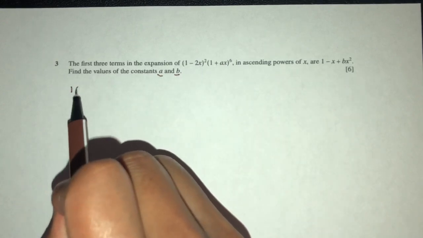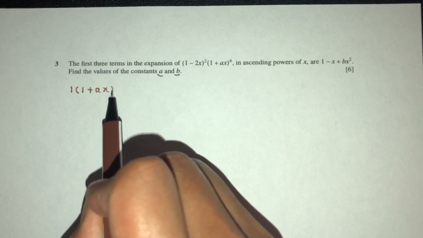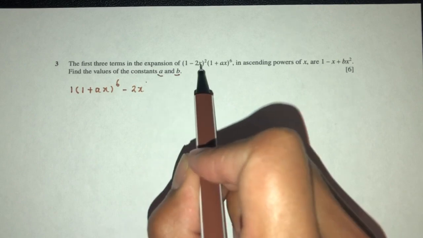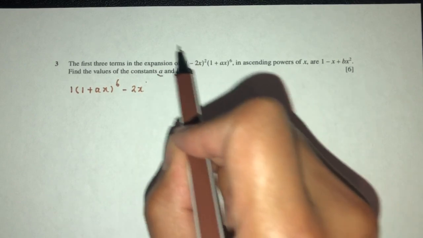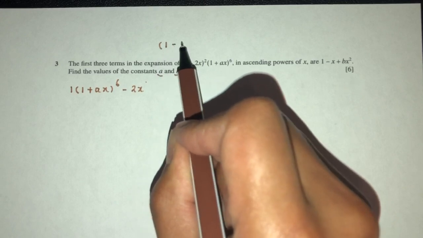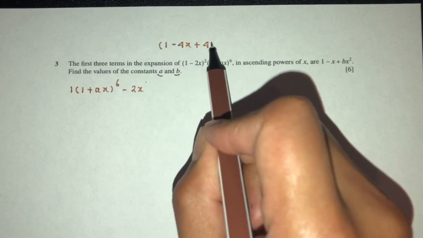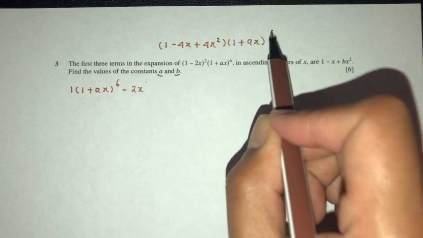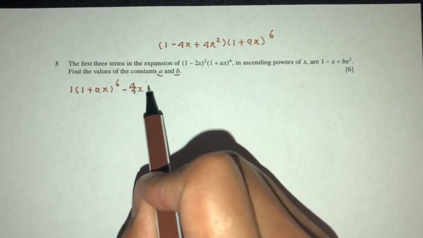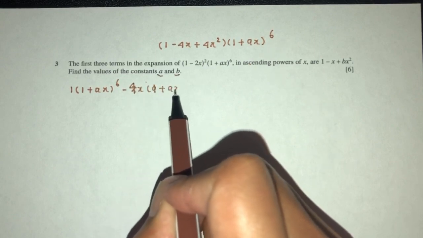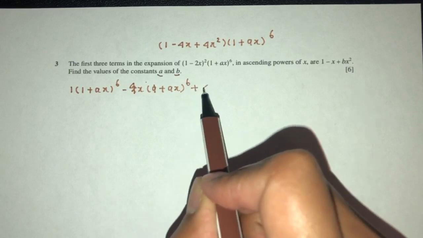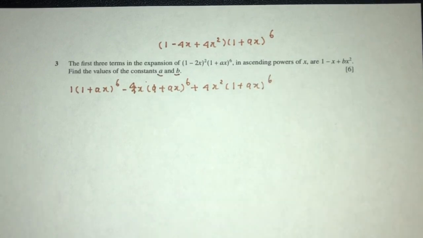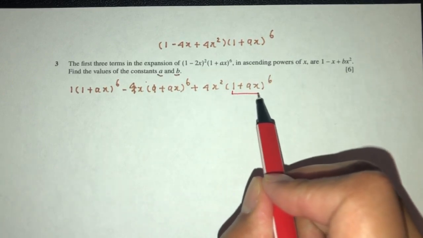You will take 1 first, multiplied by (1 plus ax) to the power 6, and here we have a square, (1 minus 2x) squared. So we have to first expand this. That will be 1 minus 4x plus 4x squared, multiplied by (1 plus ax) to the power 6. So here it will be 1 times (1 plus ax) to the power 6, minus 4x times (1 plus ax) to the power 6, and finally plus 4x squared times (1 plus ax) to the power 6. Now we can try to find the first 3 terms of this expansion, right?